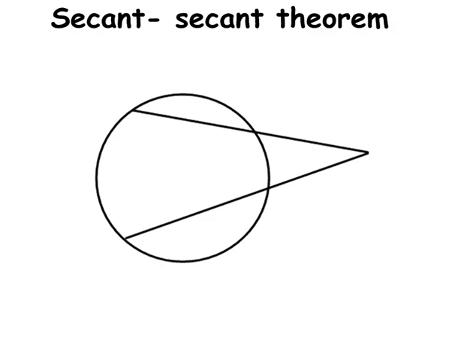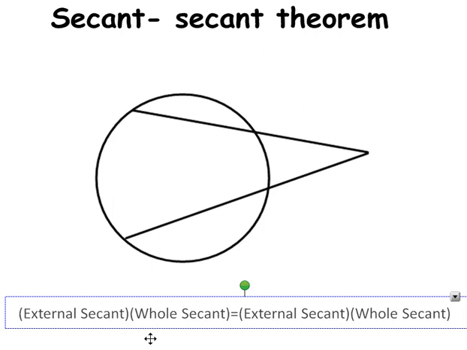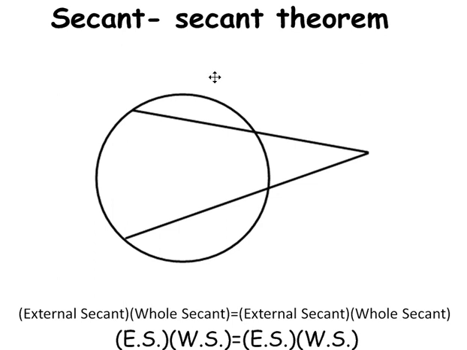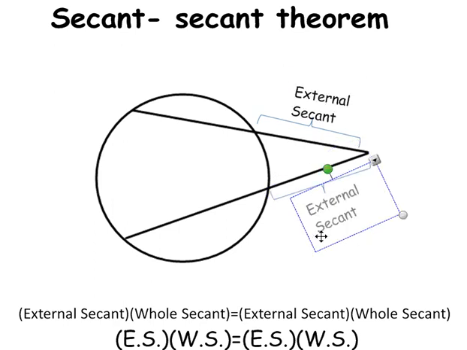The secant-secant theorem, or the blind man's theorem, or the Stevie Wonder theorem, basically says external secant times whole secant equals external secant times whole secant. There it is abbreviated. When I say external secant, I am referring to the part of the secant that is outside of the circle. That's why it says external.